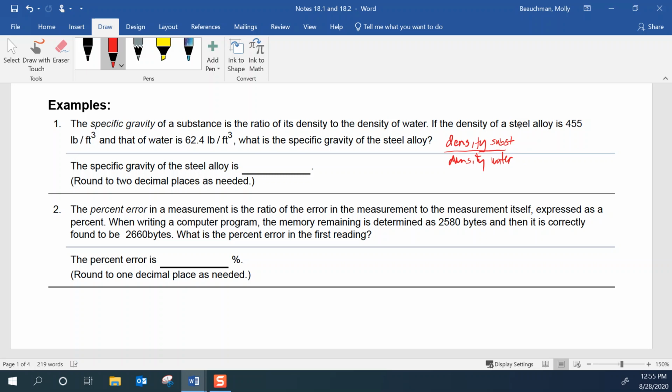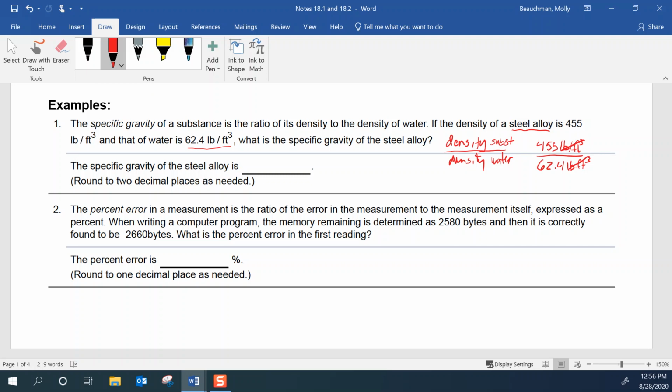If the density of a steel alloy, so that's our substance, is 455 pounds per cubic foot, so that's the unit of measure, and that of water is 62.4 pounds per cubic foot, what is the specific gravity of the steel alloy? So we write it as a ratio, 455 pounds per cubic foot divided by 62.4 pounds per cubic foot. Since the measurements are the same, the ratio is 455 to 62.4.